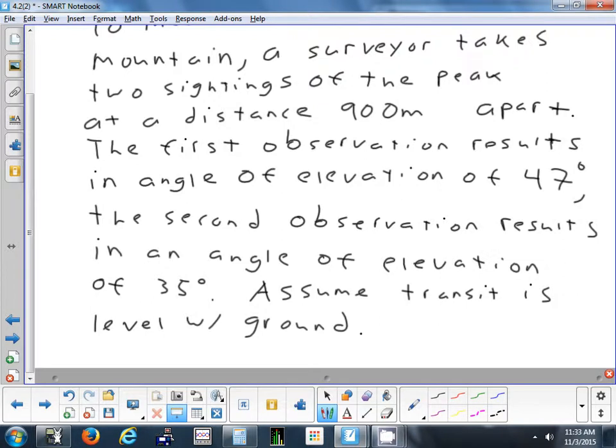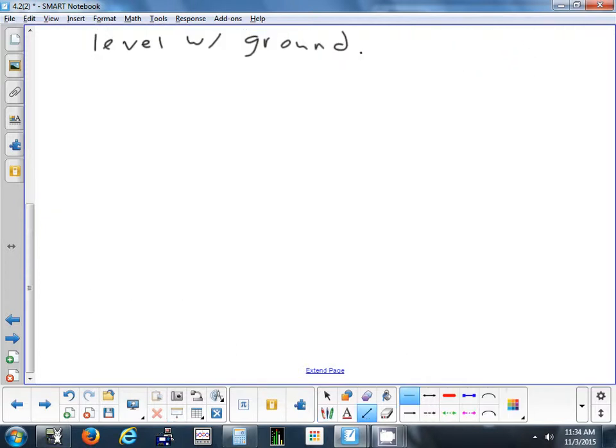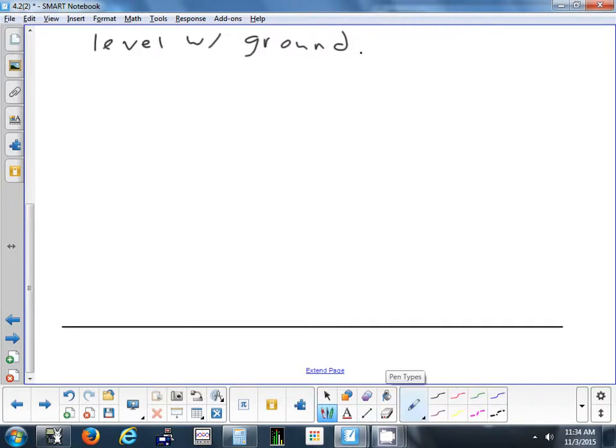All right, so we've got all these words, all these sentences. What do you think a really helpful thing to do would be? Yeah, draw it up. One thing we definitely need is ground. Here's our ground. And we need a mountain. All right, let's put in our mountain. There's our mountain.